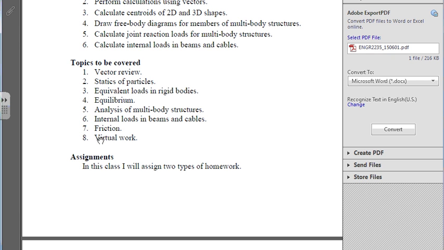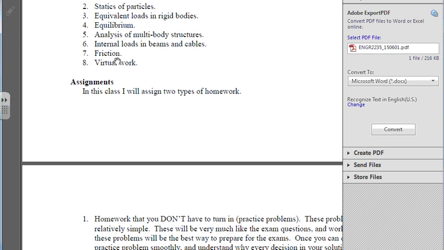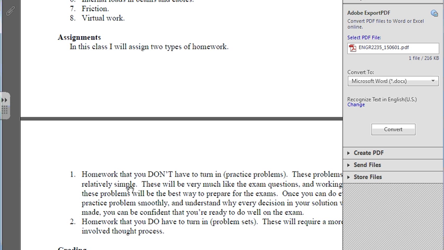Okay, so for assignments, I'm going to give two kinds of homework. One, obviously, is stuff that you're going to turn in, and that counts for part of your grade. But the more important part are problems that I'm going to give you that I'm not going to collect. I'm going to give you full solutions to them. Those are going to be very similar to the problems that are going to be on the exams. Those are what I'm calling practice problems in the syllabus.